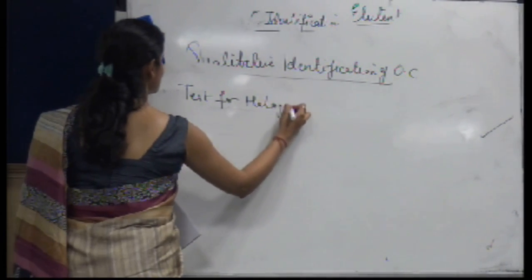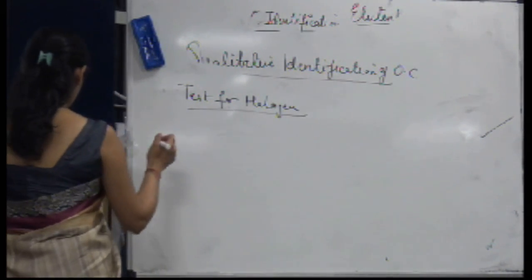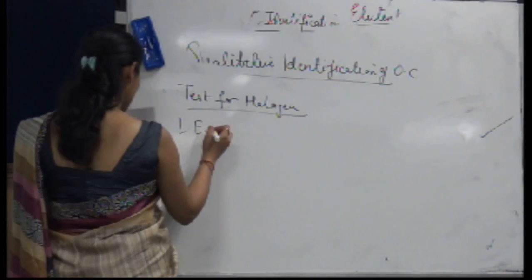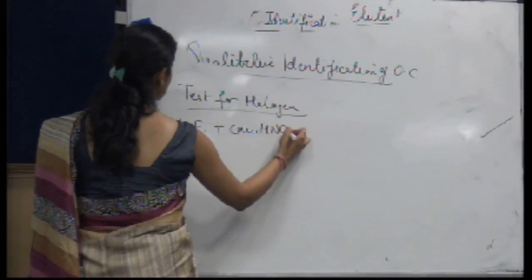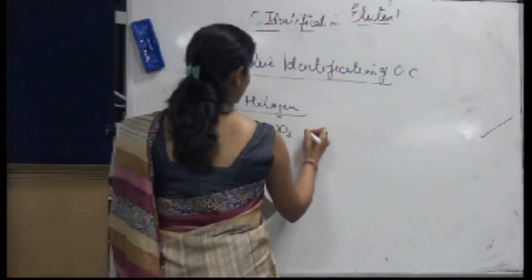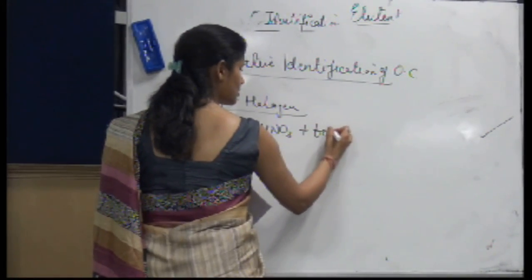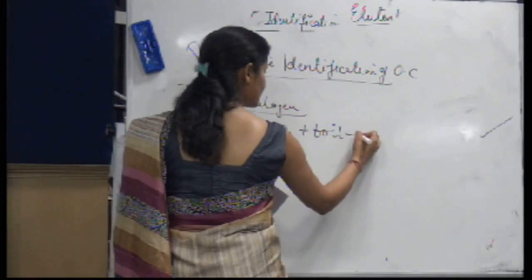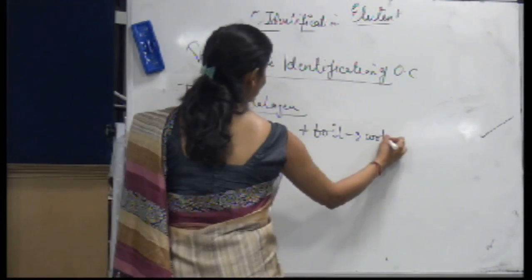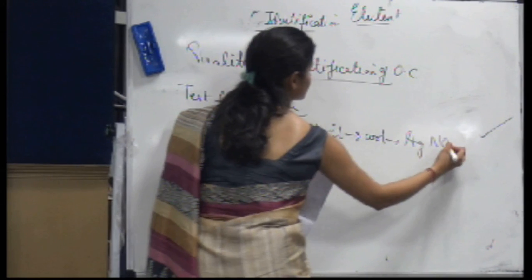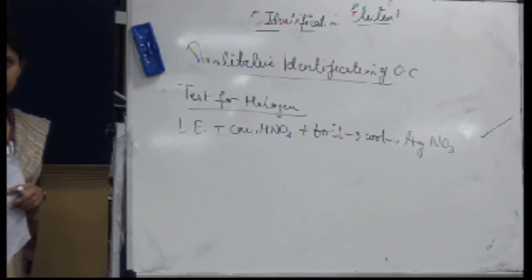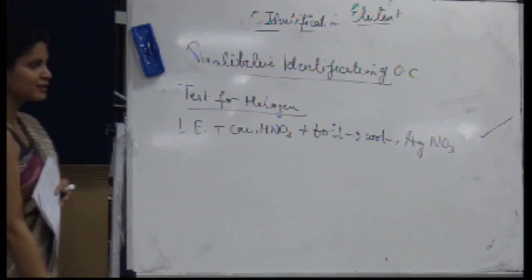Halogen test is the simplest one. For that you will take a Lassaigne's extract and then add some concentrated nitric acid to it, then boil it, then cool it, and then add silver nitrate to it. ठीक है, so क्या बनेगा हमारे पास?